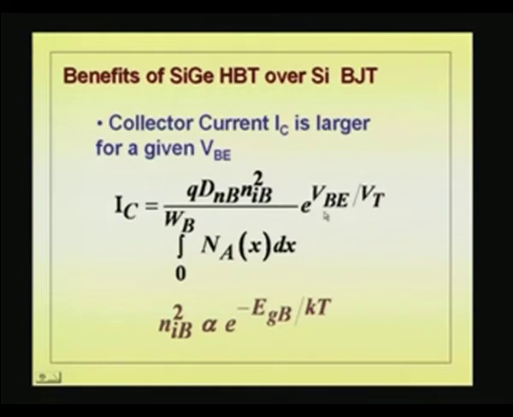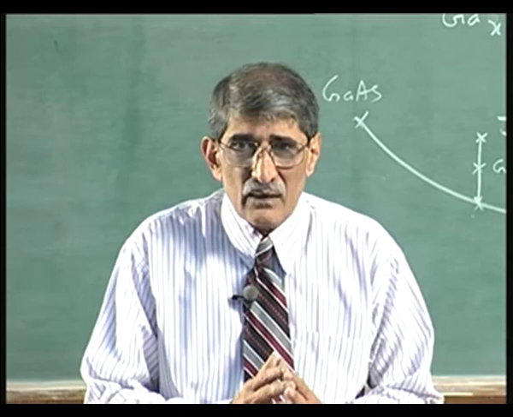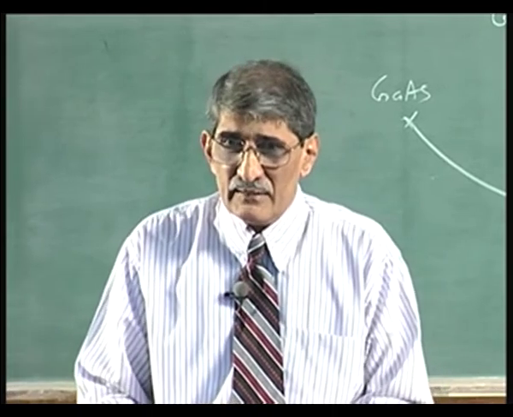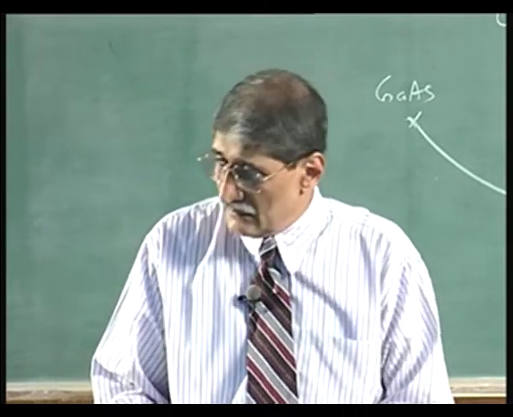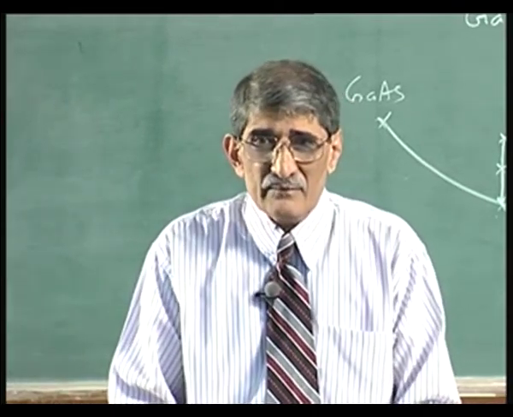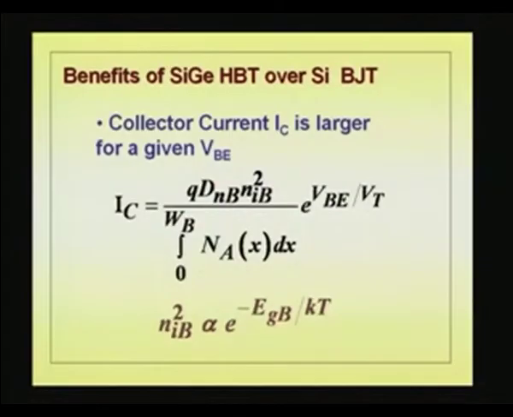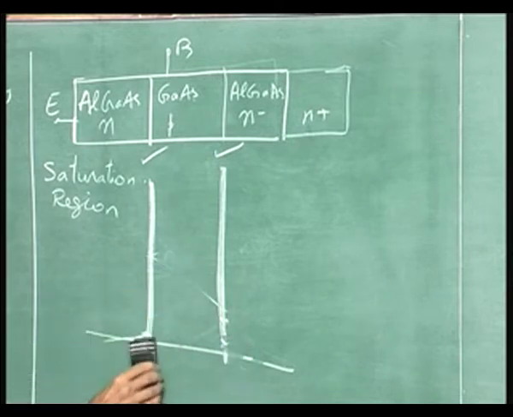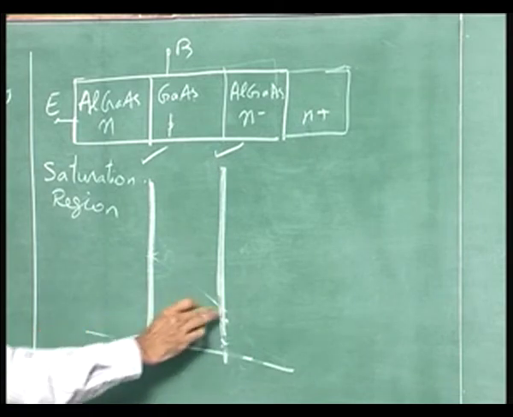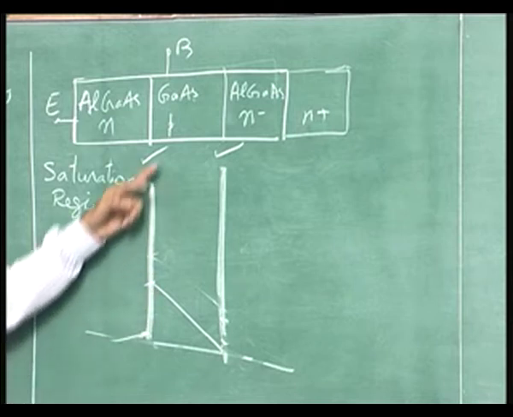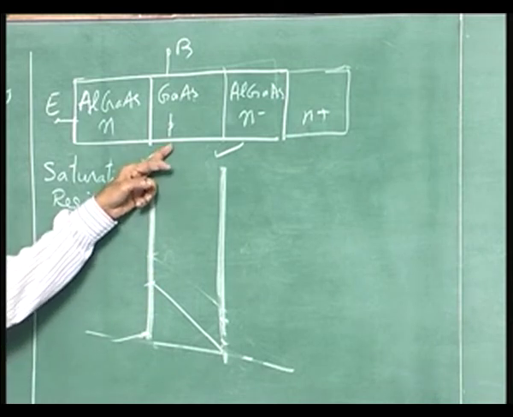What I am comparing is a silicon bipolar junction transistor and a silicon germanium base HBT. Silicon germanium base HBT will give higher collector current for the same VB. In other words, you can go to lower VB to get the same current. You can go to the active region. How is that? That is the way the carrier concentration is. Now, if the band gap is smaller, you get a larger current.